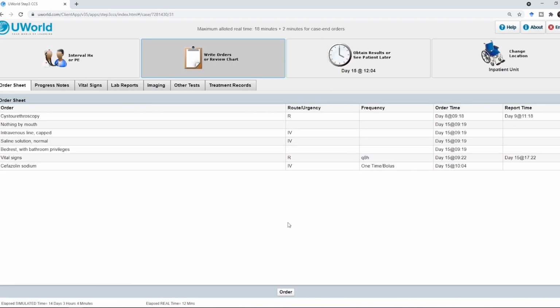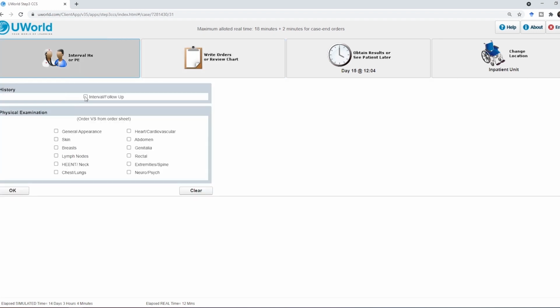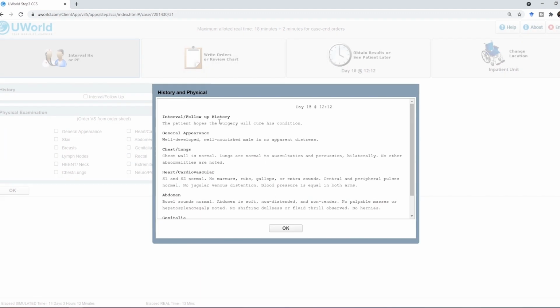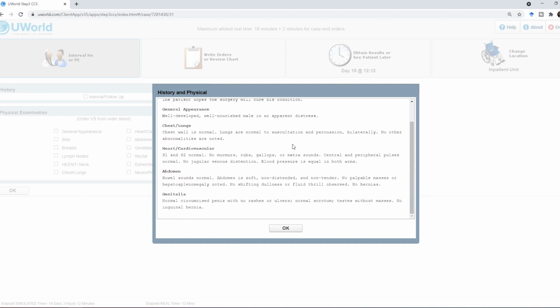And now we continue observing the patient in the hospital to see how the case will progress. To monitor the patient, we order frequent physical examinations and interval history follow-up. So we click on interval, general, maybe chest, heart, abdomen, genitalia. We can do that every 12 or 24 hours. And you can see here the patient hopes that the surgery will cure his condition. No apparent distress and nothing abnormal on these physical examinations.